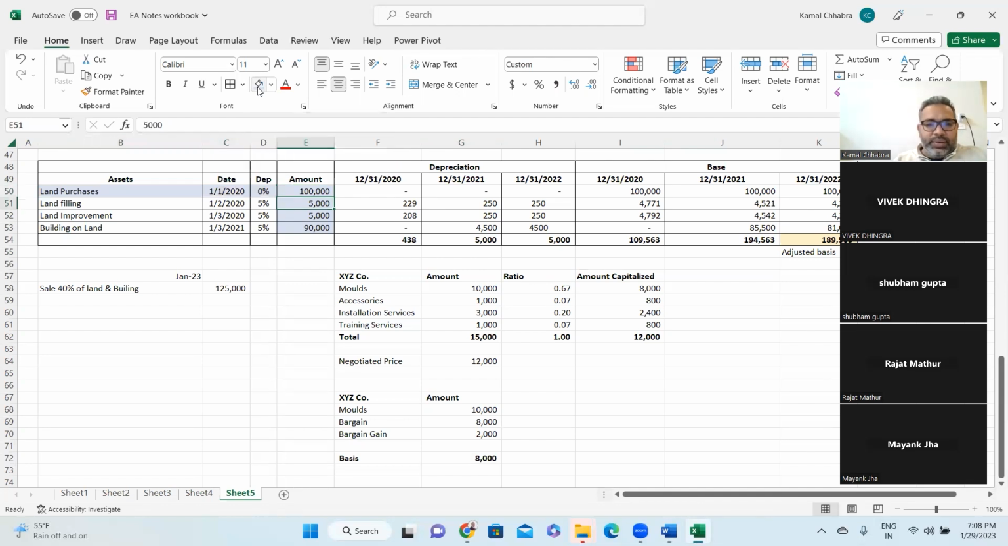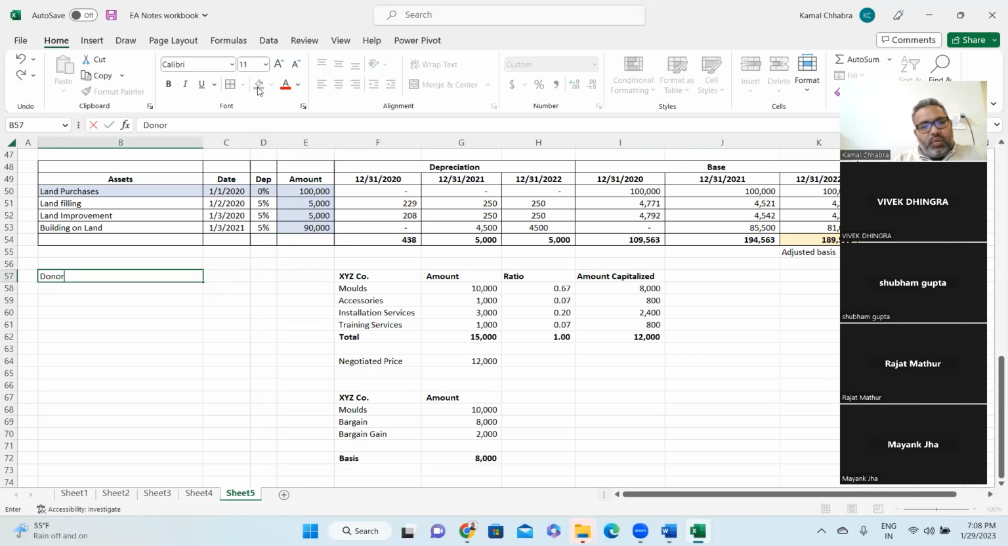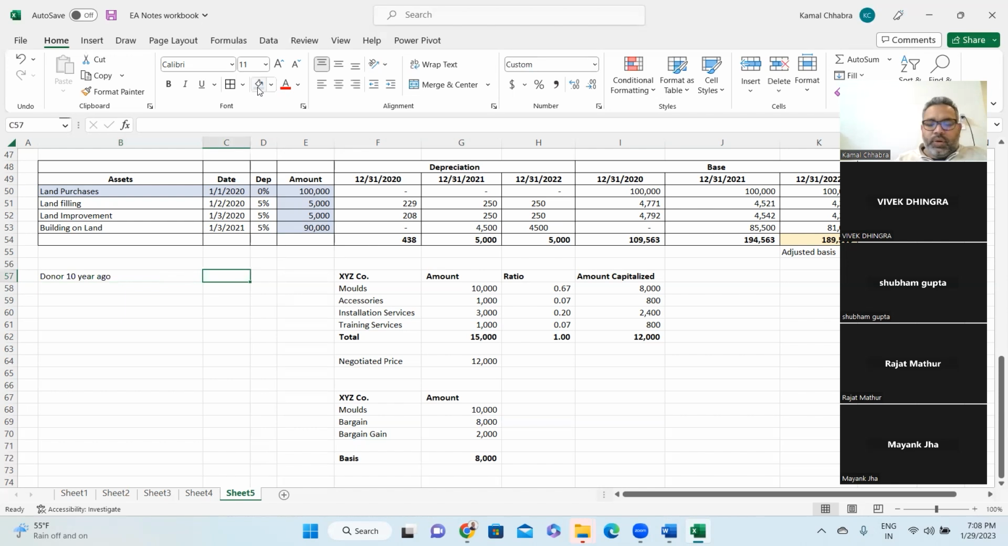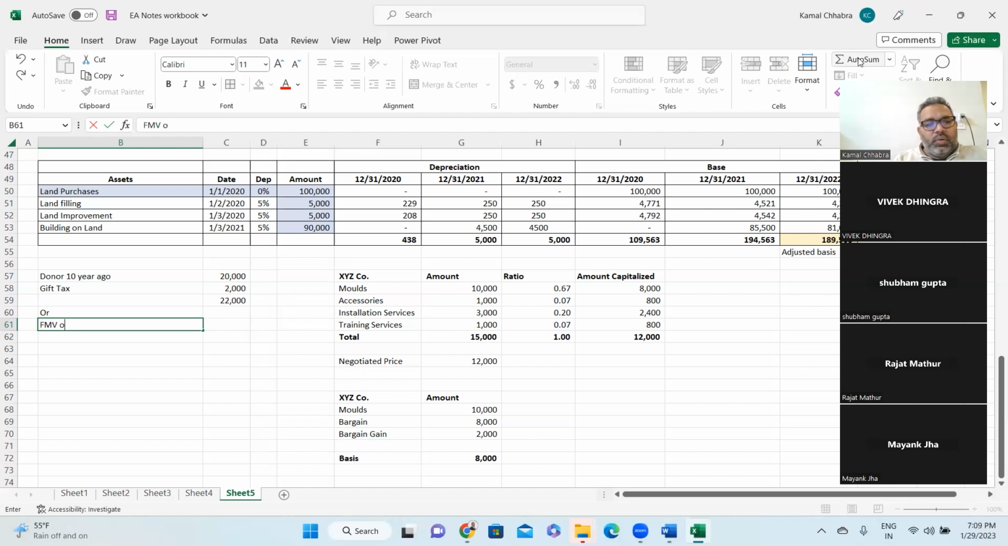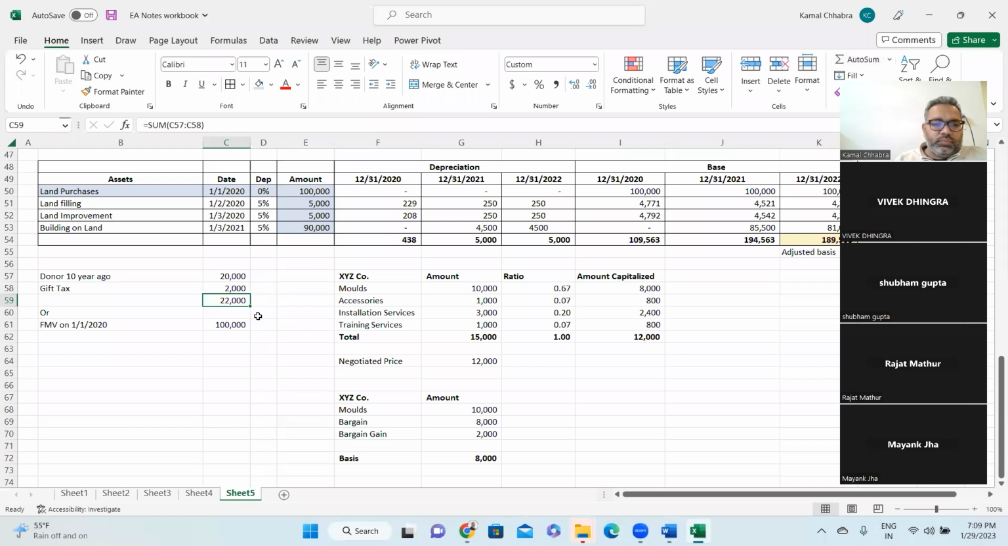So let's assume this land, the donor purchased 10 years ago for, let's say, $20,000. And now you got the gift and you have paid gift tax, let's say $2,000. So how much is it? 22,000. Or fair market value on 1/1/2020, let's assume that is $100,000. So which one should you consider out of these two? 22,000, right, everyone?